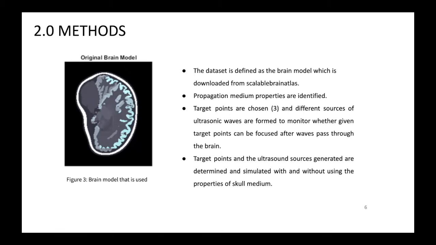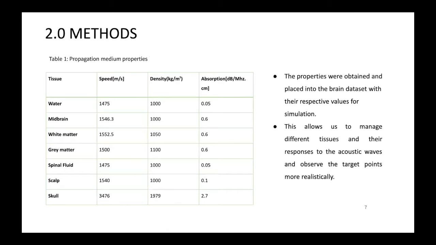Imaging brain structures through the skull with ultrasonic waves becomes problematic due to the values of this propagation medium. For observing the effect of the skull on pressure, a simulation is conducted, including just the sources generated. For the target points, the skull is ignored to have a better examination. One can see the table of the properties of propagation mediums. The values in this table are implemented because this allows us to manage different tissues and their responses to the acoustic waves and observe the target points more realistically.